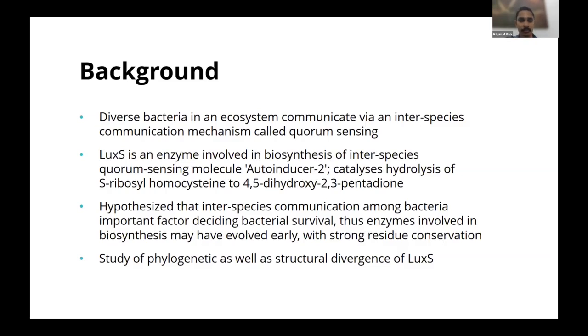One of the enzymes is LuxS, which catalyzes the hydrolysis of a metabolite called S-ribosyl homocysteine into auto-inducer 2. So we hypothesize that since diverse bacterial species use the same quorum sensing molecule to communicate among themselves, the proteins involved in biosynthesis of this molecule must have evolved early, and they must have strong residue conservation.